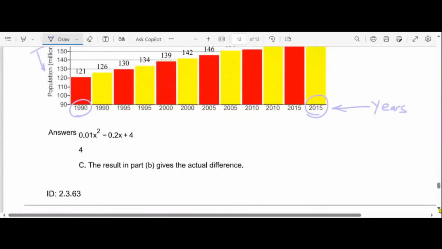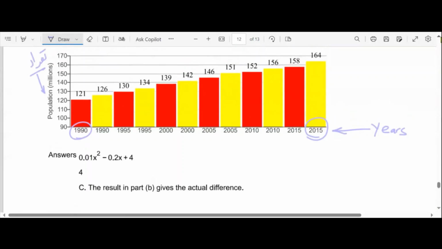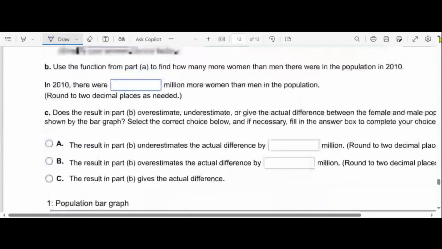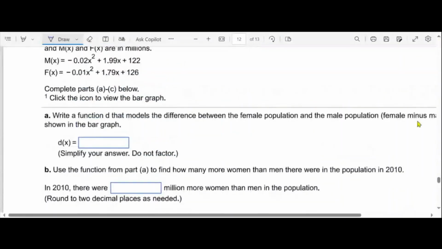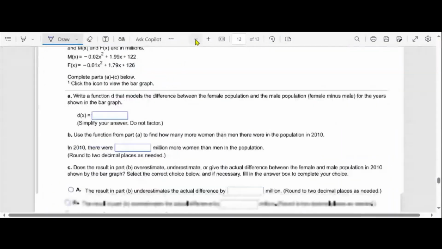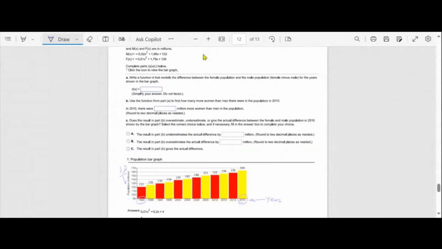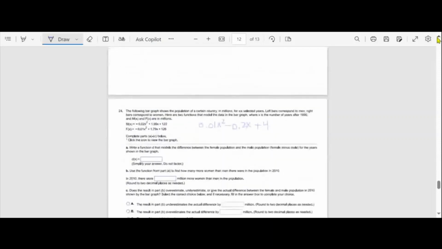So we have the yellow and we have what? Yellow and red. Okay. So he said the answer, let's try to understand what's going on. He said the answer will be 0.01 x squared minus 0.2 x plus 4. How did he reach that? Let's find out.